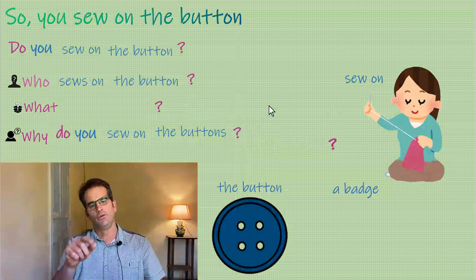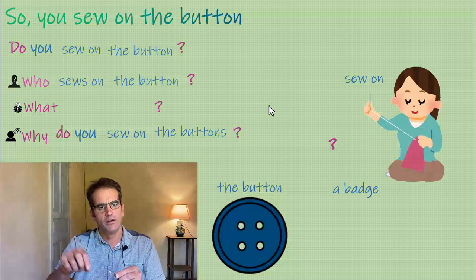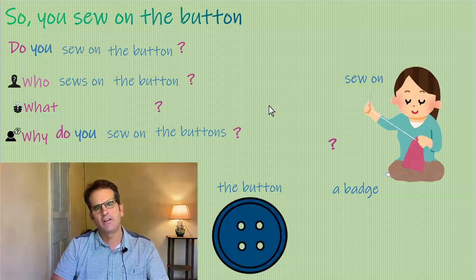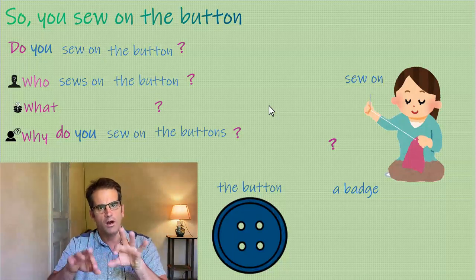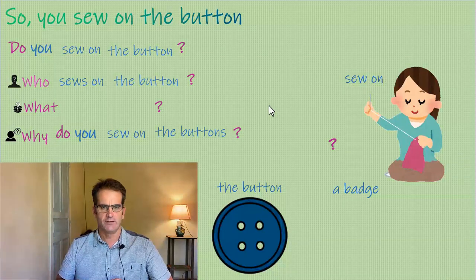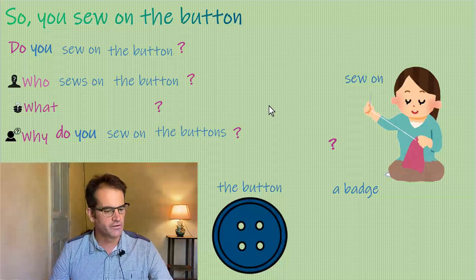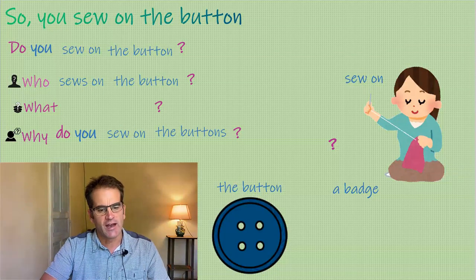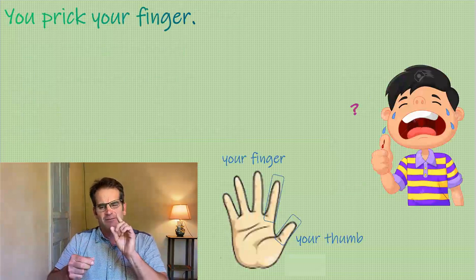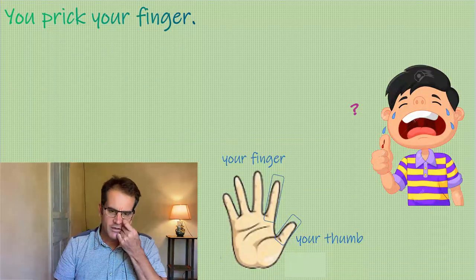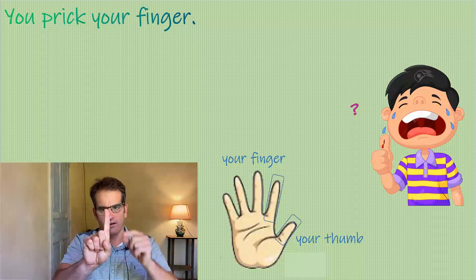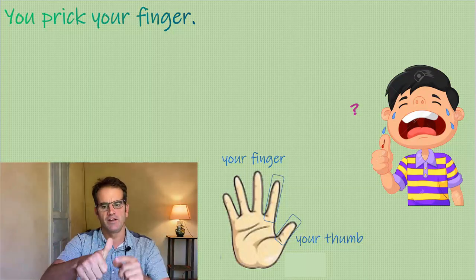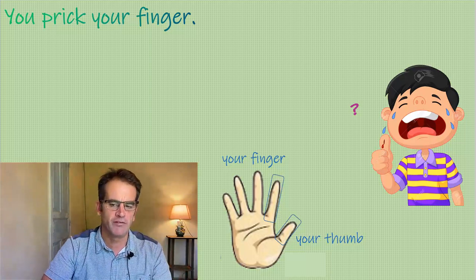So why do you sew on the button? Well, because the button is missing. You can't go to work with a missing button. That's not good. So you sew on the button. Okay, you sew on the button and you prick your finger. Four fingers, thumb. Okay, so you prick your finger.